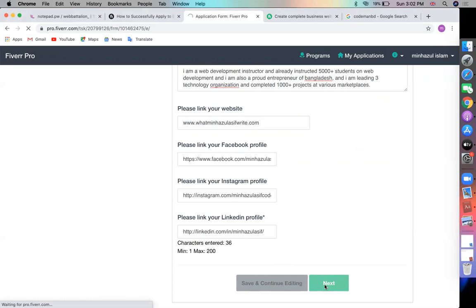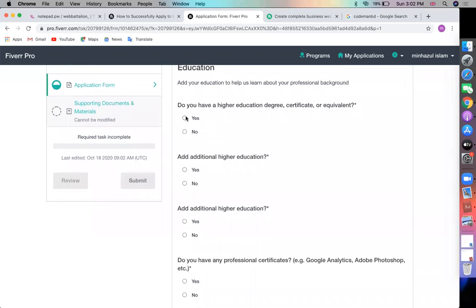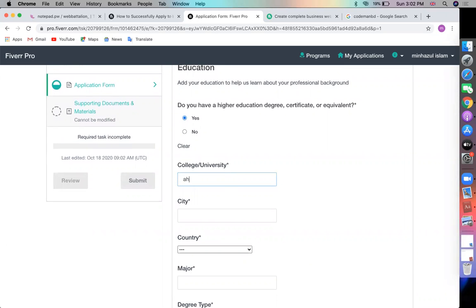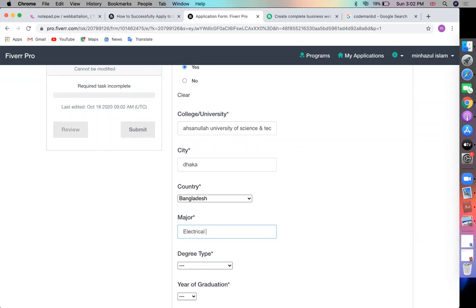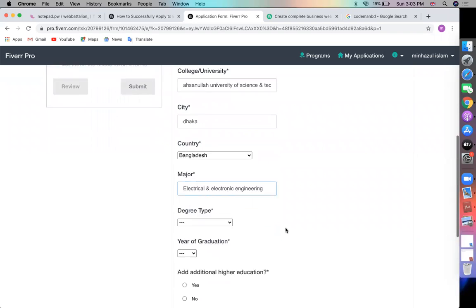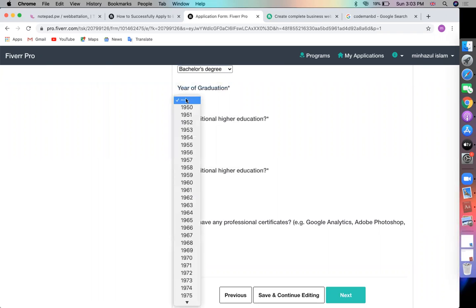It's just taking time to process the application. Okay, so they are taking a survey from me. Education, do you have a higher education degree and certificate? Obviously, college or university. You type bachelor, year of graduation 2010.